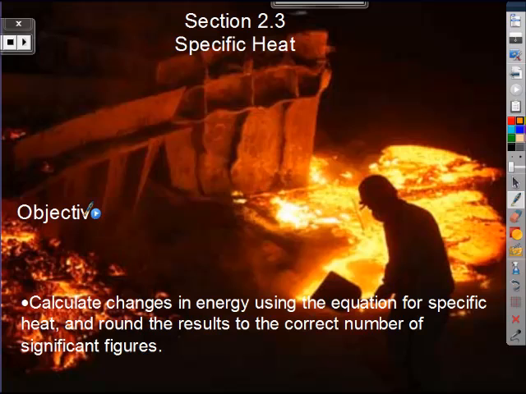We're going to talk today about specific heat. So Lane's going to help me teach you guys how to calculate specific heat and energy changes.